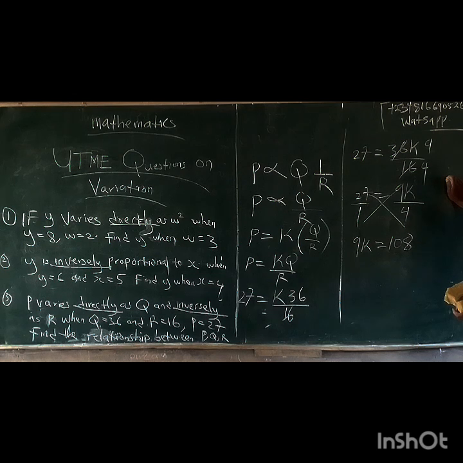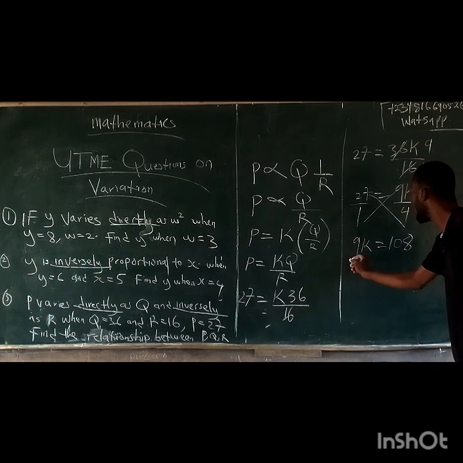Then what do I do next? Now we are looking for the unknown, which is k. I have to divide both sides by the coefficient of k, which is what? 9. So we divide both sides by 9. This divided by 9, this divided by 9. So 9 divided by 9 is 1.